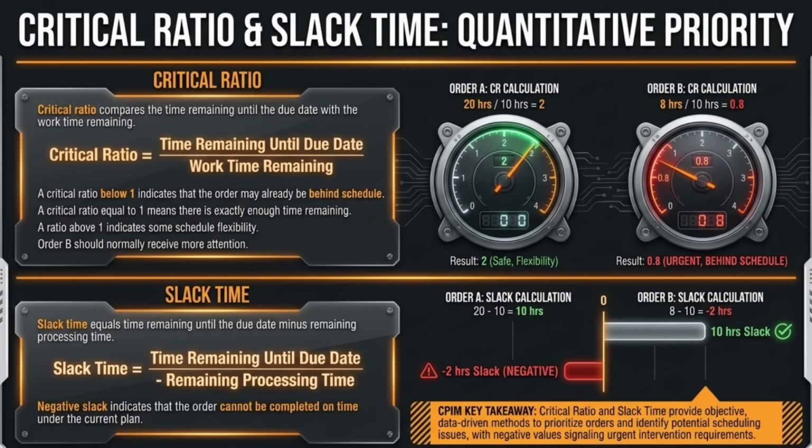A critical ratio equal to 1 means there is exactly enough time remaining. A ratio above 1 indicates some schedule flexibility. Order B should normally receive more attention. Slack time. Slack time equals time remaining until the due date minus remaining processing time. For order A, 20 minus 10 equals 10 hours of slack. For order B, 8 minus 10 equals negative 2 hours of slack. Negative slack indicates that the order cannot be completed on time under the current plan.